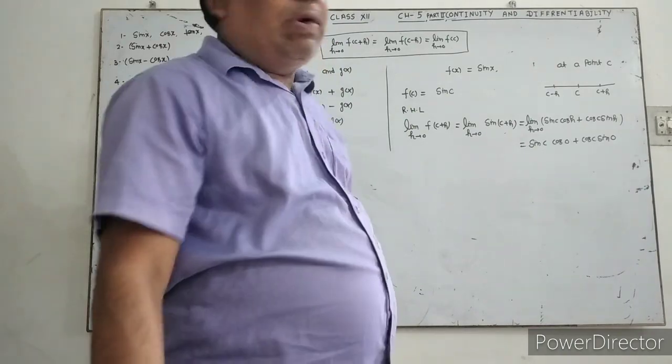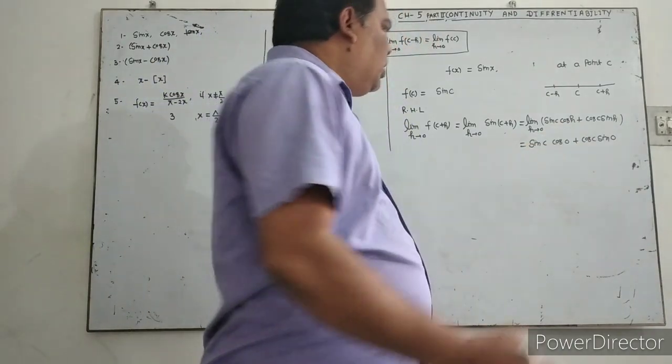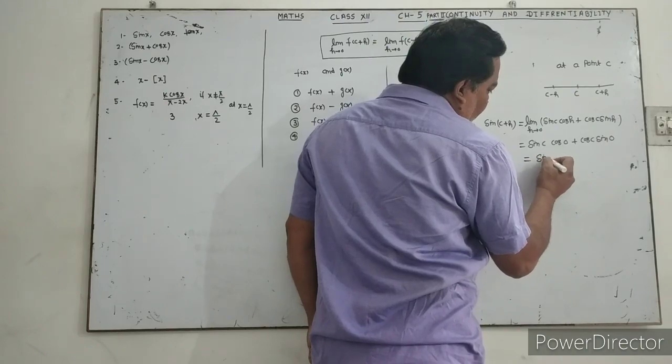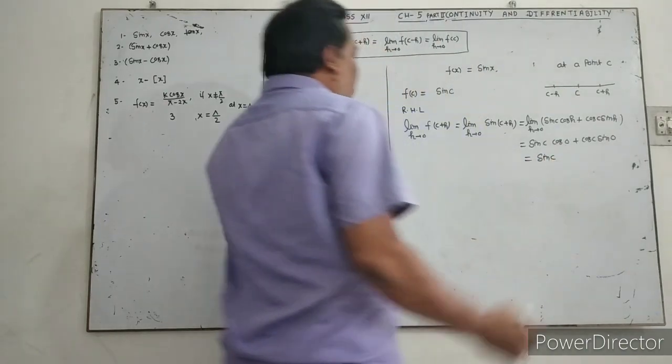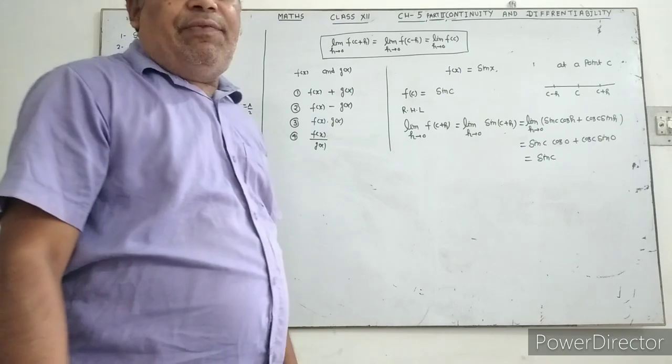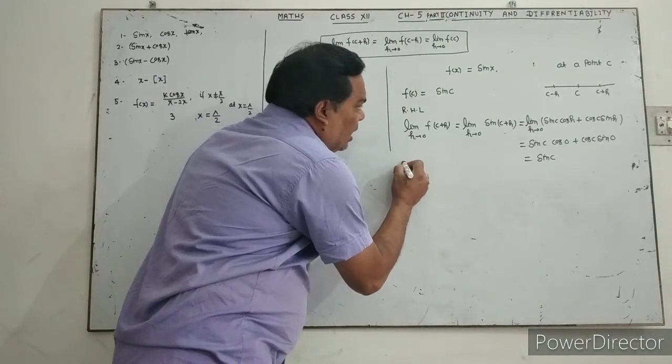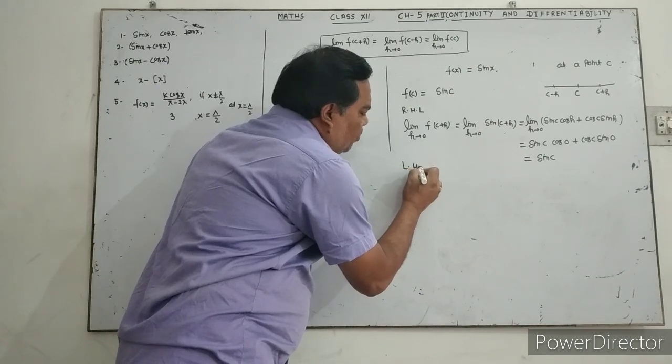Now cos 0 is 1 and sin 0 is 0. Then what is the value? The value is sin c. Now we take the left hand limit, that is, c minus h.